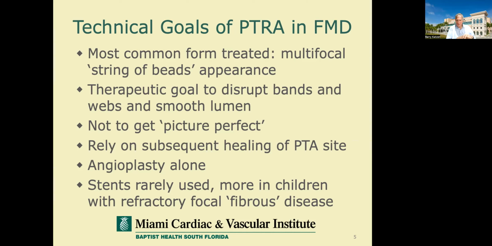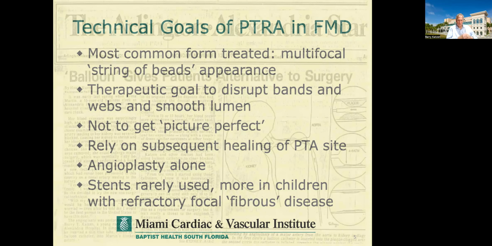Generally, angioplasty alone is sufficient in this disease. That's the good news. There's generally not a need for an implant, a stent, but occasionally we will need to put a stent in, particularly if there's a dissection or the fibromuscular scirrhus type of FMD that's resistant. Believe it or not, it's more common that we use stents in children because of the nature of their FMD and being more fibrous in nature.